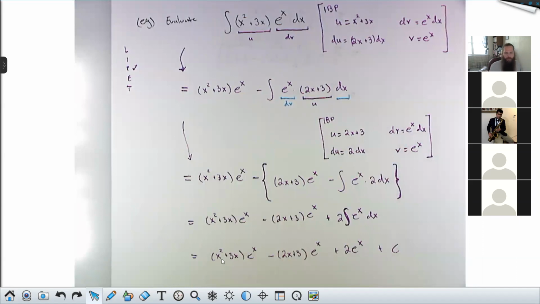And looking at this answer, you may notice a pattern. My original choice of u was x squared plus 3x, and my original choice of dv was e to the x dx. This is like the polynomial times the exponential minus the derivative of the polynomial times the exponential plus the second derivative of the polynomial times the exponential. It's an alternating sum of derivatives and antiderivatives. And there is a nice way to condense those two IBP tables into a single IBP table, very creatively named tabular integration by parts.